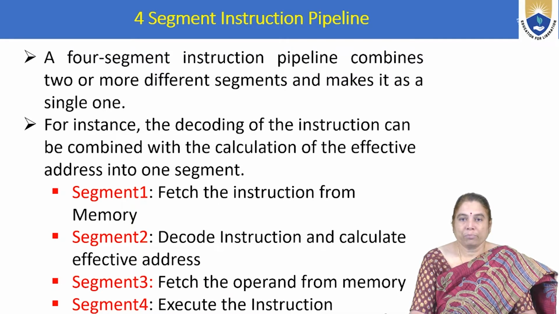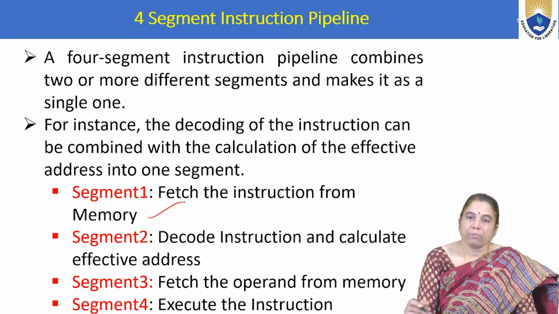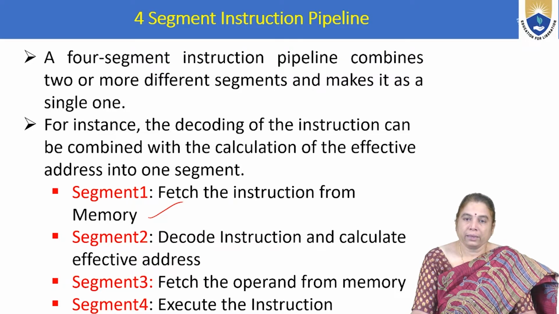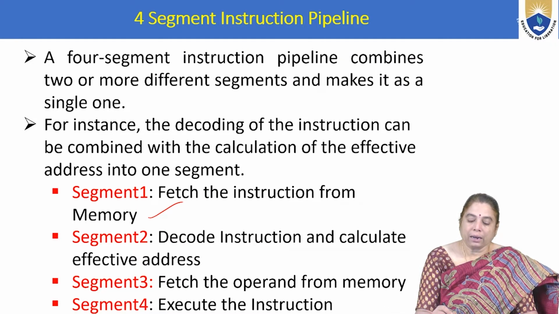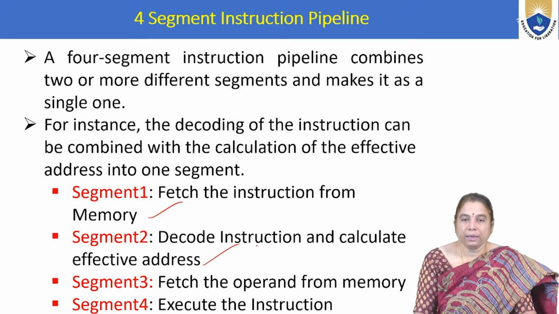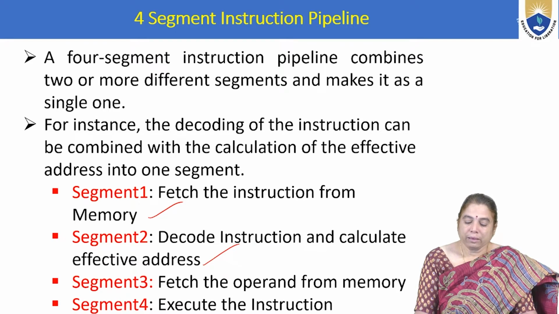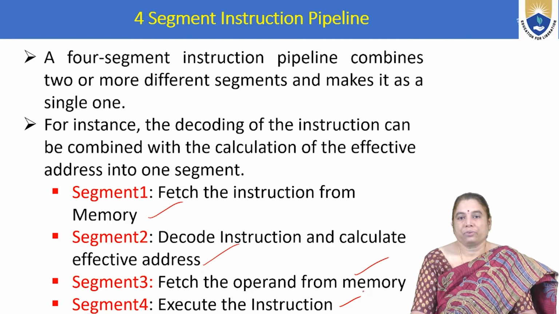So in the 4-segment instruction cycle, segment 1 is fetch the instruction from the memory. The second segment is decode the instruction and calculate the effective address, so step 2 and step 3 are combined here. The third segment is fetch the operand from the memory. The fourth step is executing the instruction and storing the result. So the 6 steps can be reduced into 4 steps, and each step is carried out in a separate dedicated segment in the instruction pipelining.